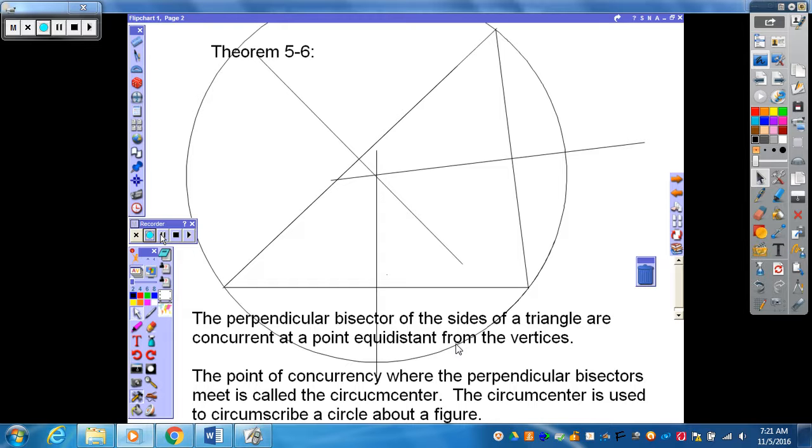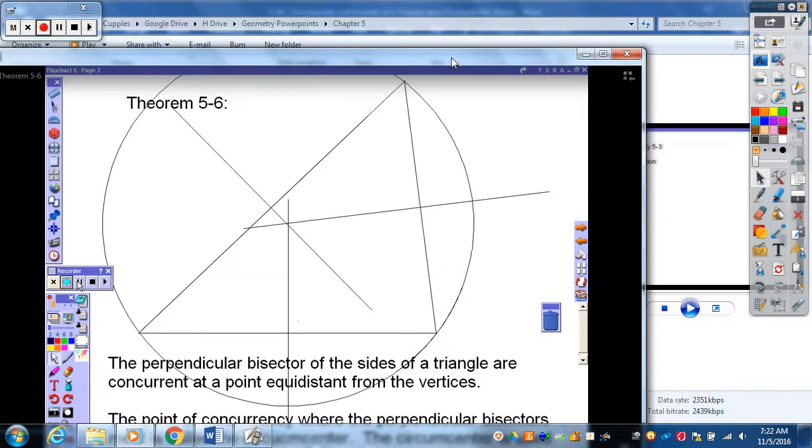Okay. And I think you can read down there at the bottom, the point of concurrency where the perpendicular bisectors meet is called the circumcenter. The circumcenter is used to circumscribe a circle about a figure. Okay, so those are the three things I need you to remember, because that's going to be important when we get to our chapter test.